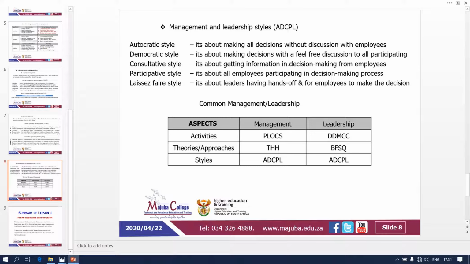Get more information from other people. Remember, this is a business, and it depends on the type of decision as well. Participative style is about all employees participating in the decision-making process. Involve everyone. Laissez-faire is about leaders taking a hands-off approach and letting employees make the decision.